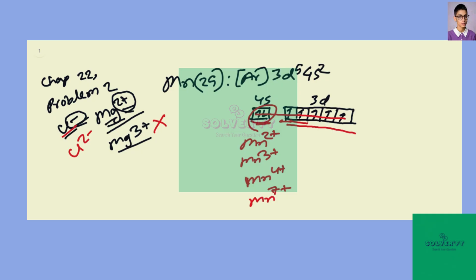And that's why the transition metal elements can have multiple oxidation states, because they have degenerate d orbitals where they have one or more unpaired electrons which they can donate easily and can have multiple oxidation states.